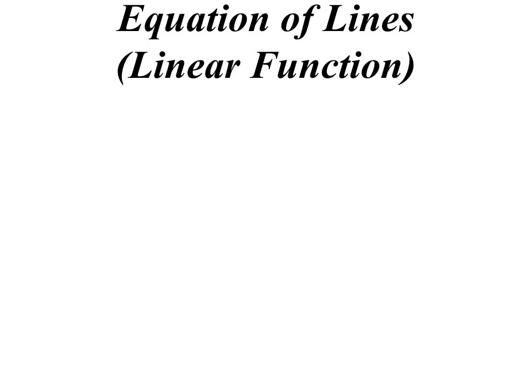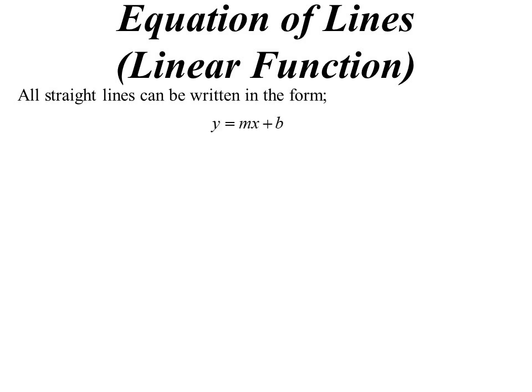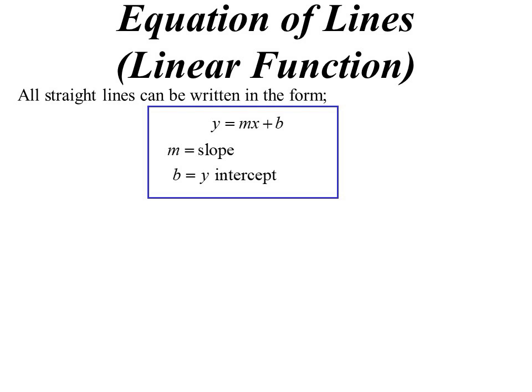Let's talk about our linear function, so the equation of lines. We know that all straight lines can be written in the form y = mx + b. M, of course, is the slope. B turns out to be the y-intercept.